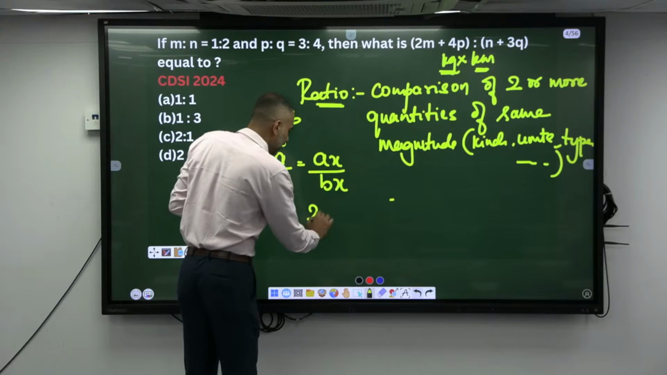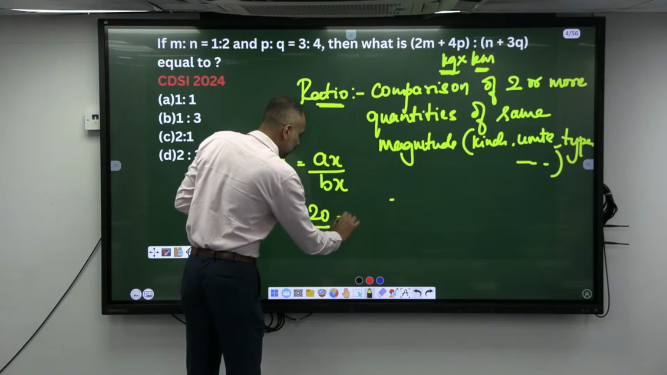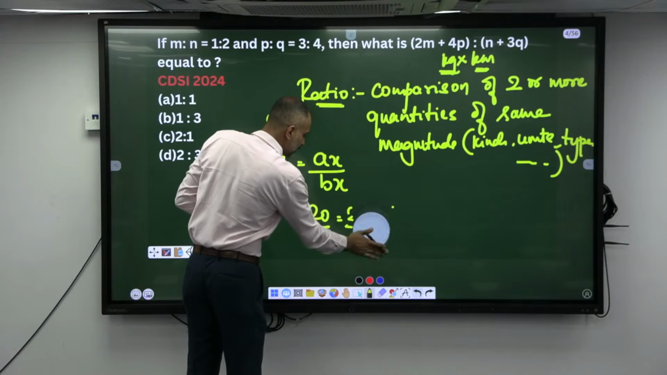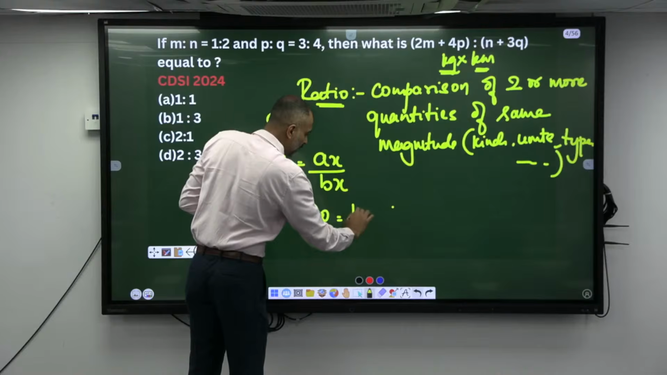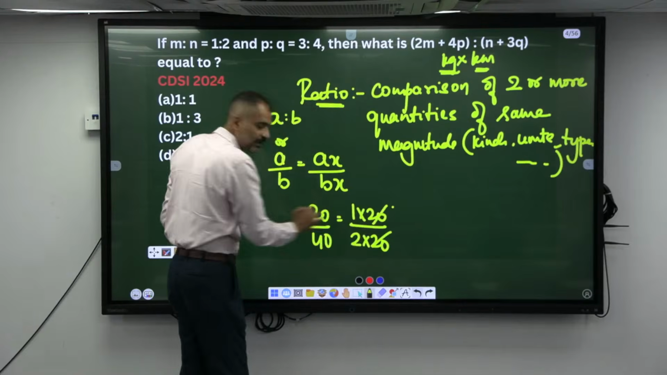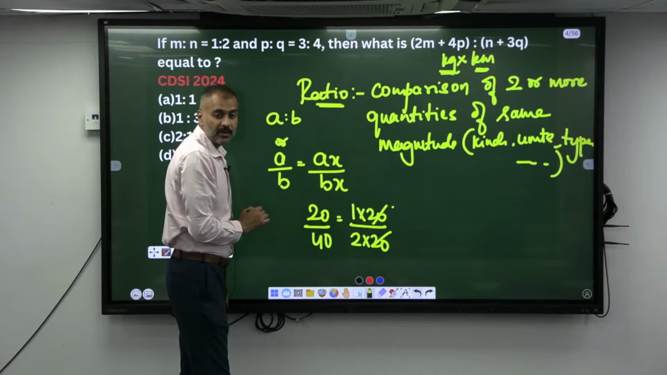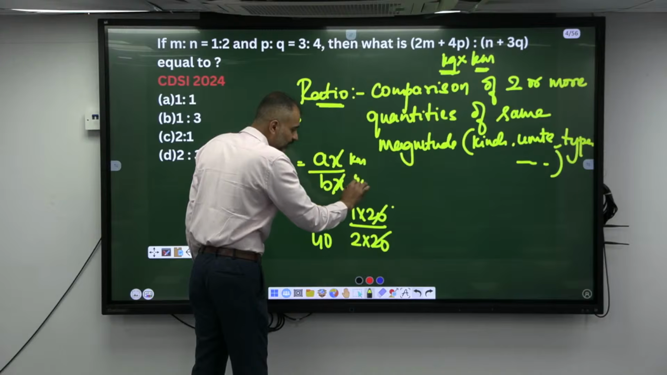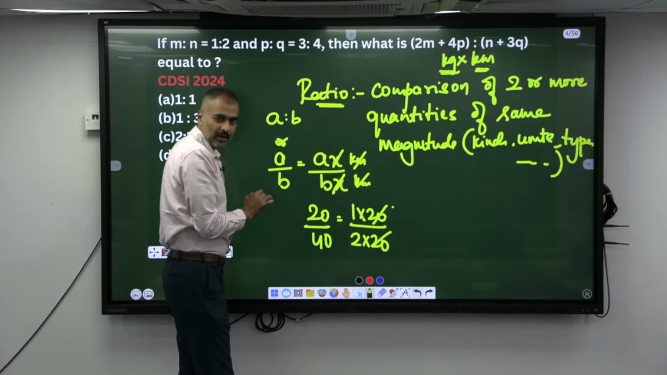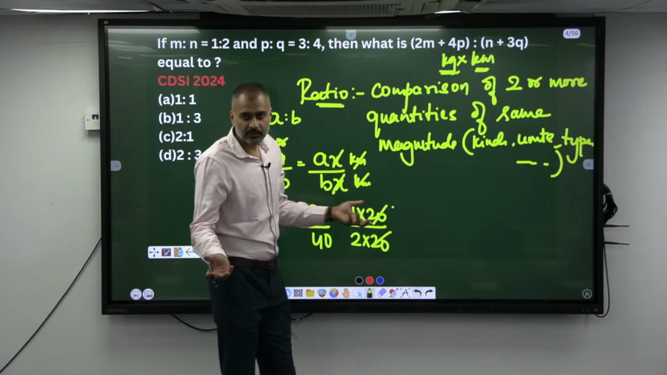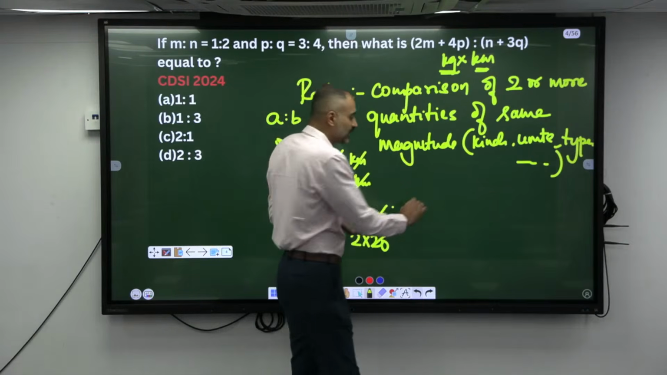If I write 20 and 40, what is the common factor you see? 2 into 10, or else 1 into 20 divided by 2 into 20. What is the common factor here? 20. This will get cancelled. If I cancel this X, if there is kilometer, if this is also kilometer, I'll cancel this also, right? After cancelling this, what is the unit? There is no unit for ratio. Ratio is a dimensionless quantity.